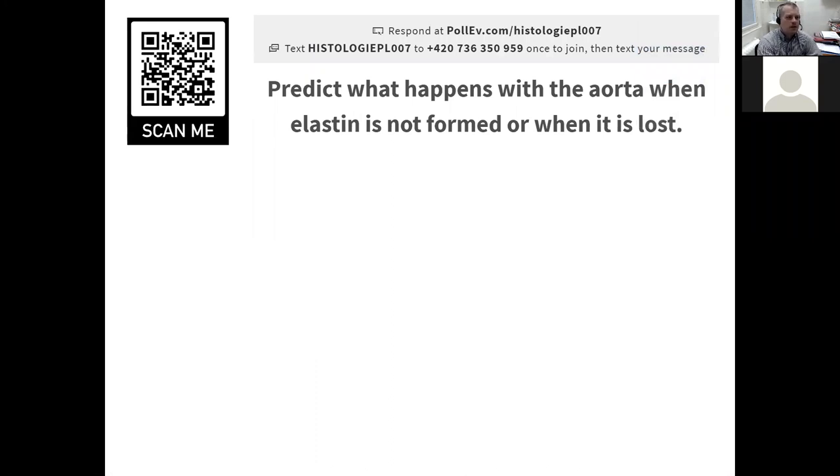if you remember, we discussed the histology of large elastic arteries a week ago. So think what could happen, or speculate what could happen with the aorta when all the elastin that is supposed to be present there would not be formed due to some metabolic disorder, for example, or when it would be lost, damaged. What would happen with the aorta without elastin? Any idea?